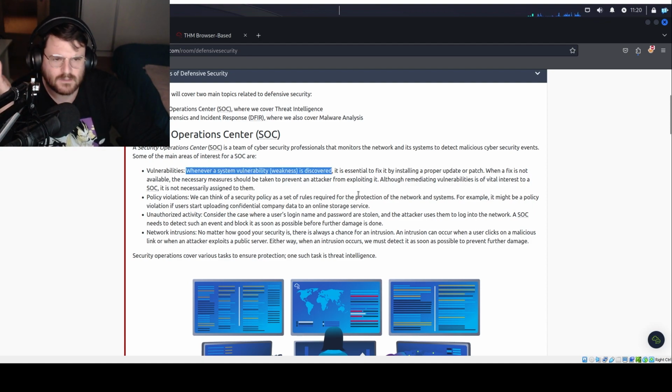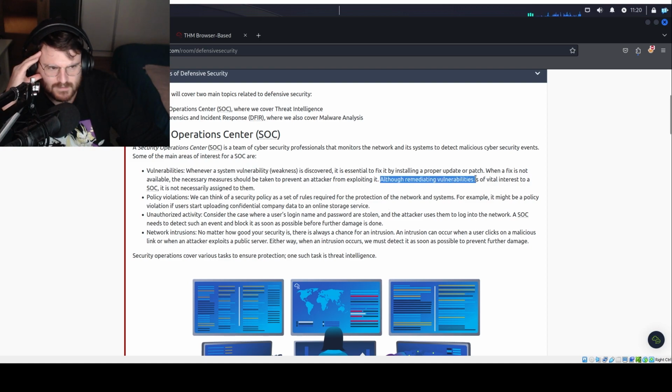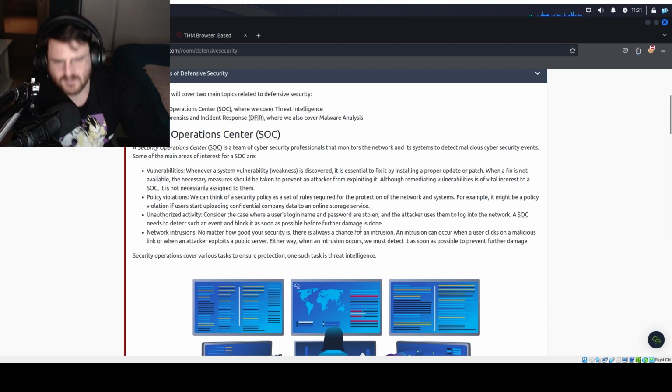They watch out in terms of discovering the vulnerability as soon as possible, and also remediation. That's very important. This keyword is very important. They seek to remediate the issue. Policy violations, security violations, right? Well, in this case, it's just uploading confidential company data to an online storage service. Each company has different policies. Maybe this is one reason for it.